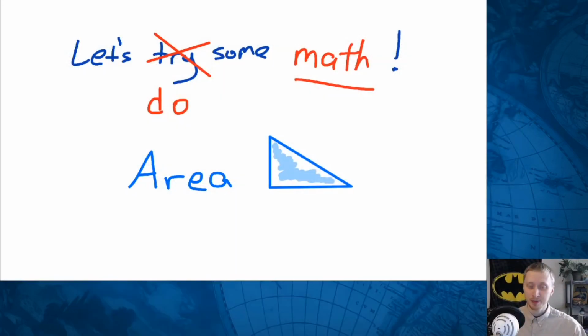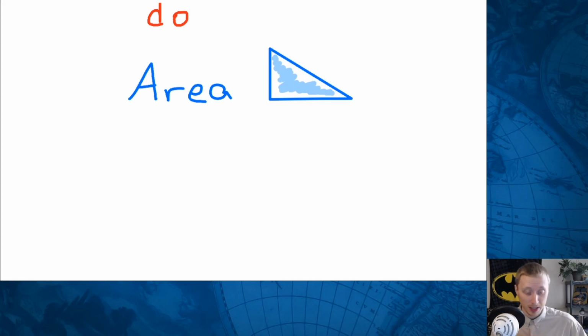Today's topic of thought is area. Now, area fundamentally is just a two-dimensional measure of size, as opposed to, say, length, which is only in one direction. And it's really an extension of humans' obsession with measuring amounts of stuff, right?